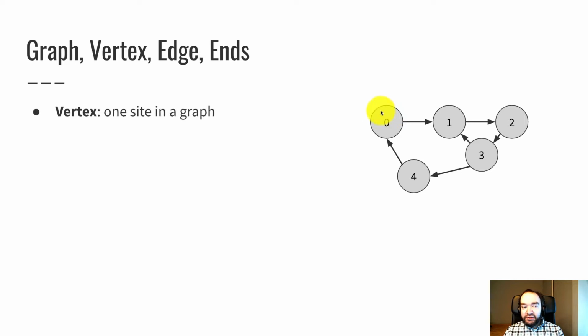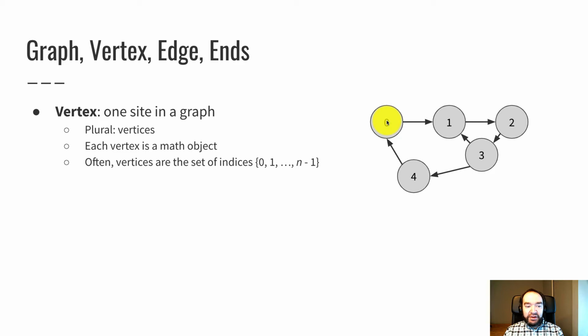A vertex is one site in a graph. We draw those as the circles. Remember that the plural of vertex is vertices, and every vertex is a math object. So it could be a number or some other mathematical object, but often the vertices are the set of indices 0 through n minus 1. So if n is the total number of vertices, we often number these the same way that we number array indices: 0, 1, 2, 3, 4.